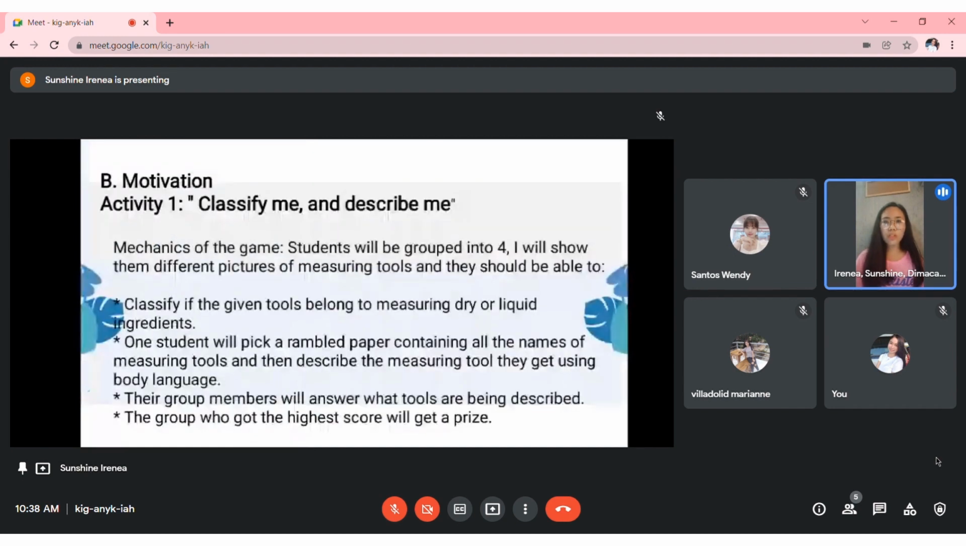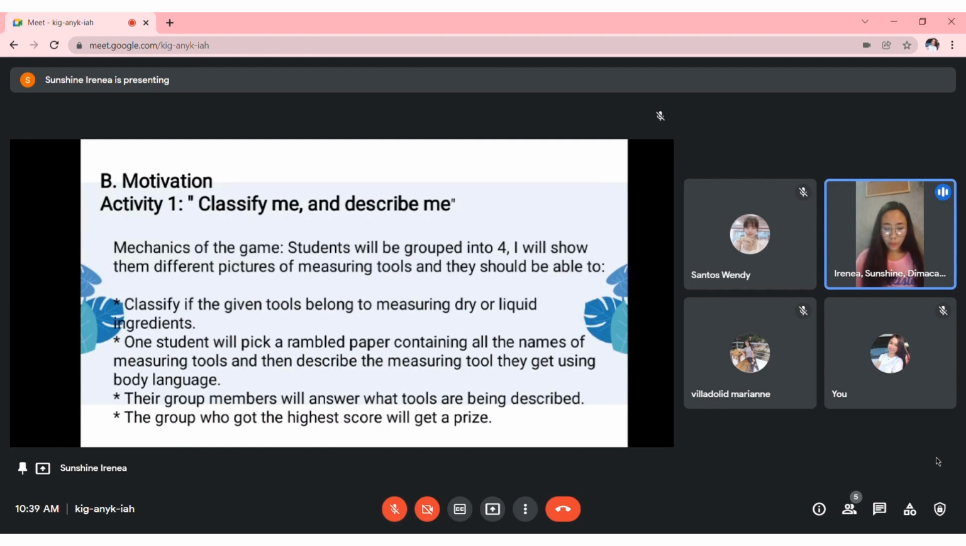For motivation, the class will do an activity so they will be motivated to start the class. So we will do a game entitled Classify Me and Describe Me. The mechanics of the game is the students will be grouped into four. Then I will show them different pictures of measuring tools and they should be able to classify if the given tools belong to measuring dry or liquid ingredients.